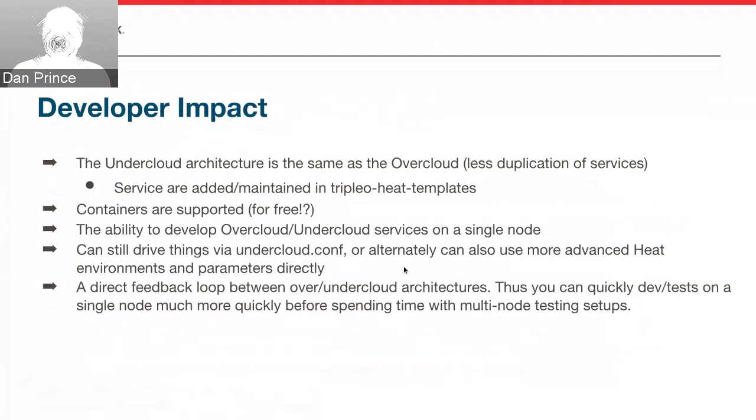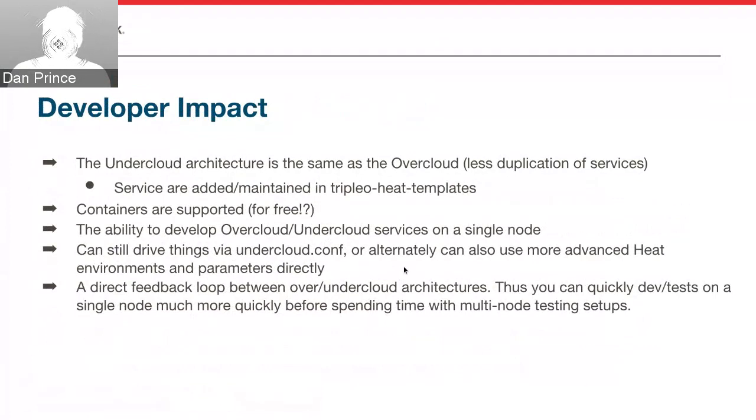And then developer impact. You can use alternate interfaces. So you can use undercloud.conf, or if you want to use some of the more advanced heat commands, OpenStack TripleO install or undercloud deploy are the two that I'm aware of that exist today. You could throw your own environments and parameters at those and build your own sort of anything-is-an-undercloud dev environment with this.